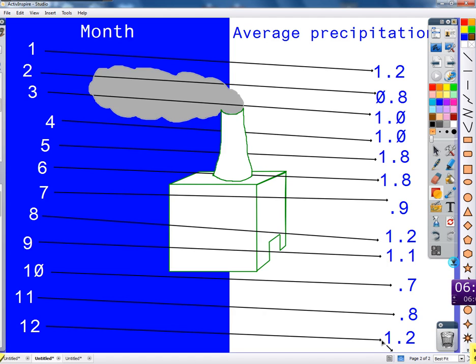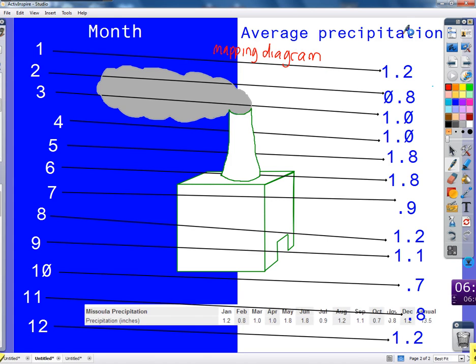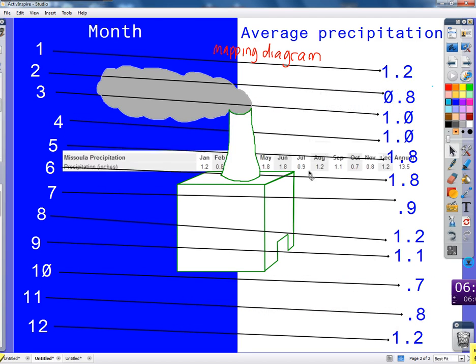So drawing it that way with those arrows, that's something called a mapping diagram. So there's one way to represent that function. Another way is where I actually originally got this information. It's from a table.